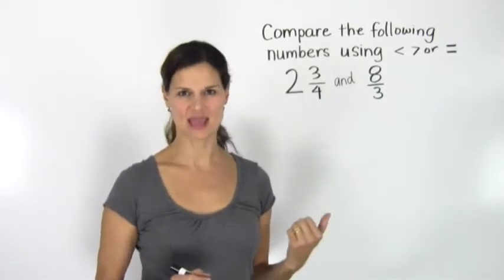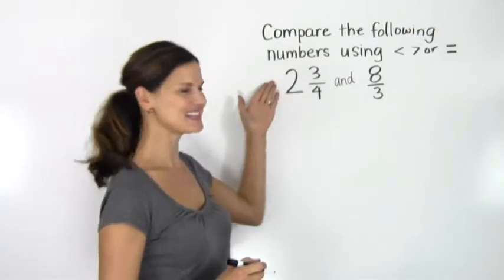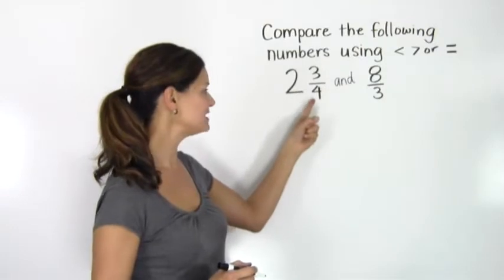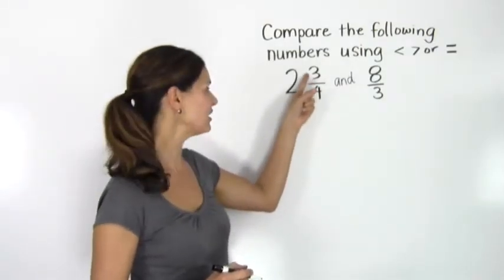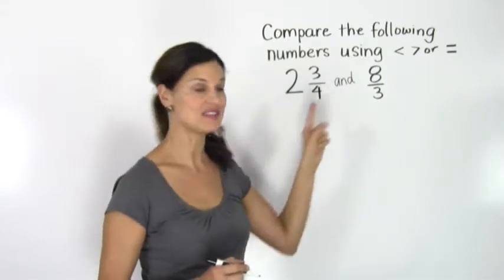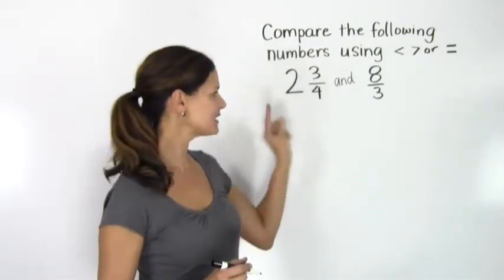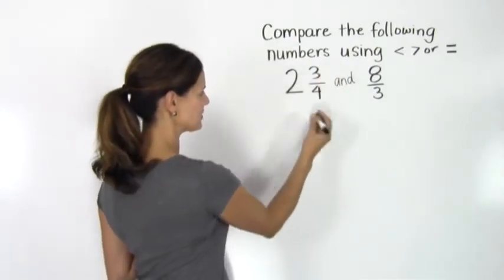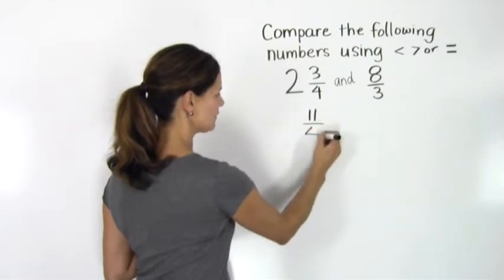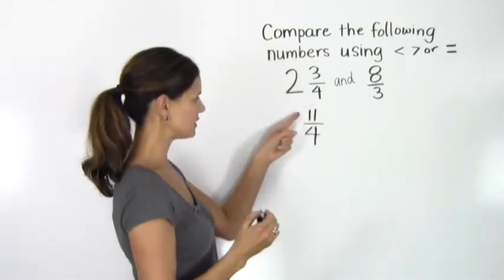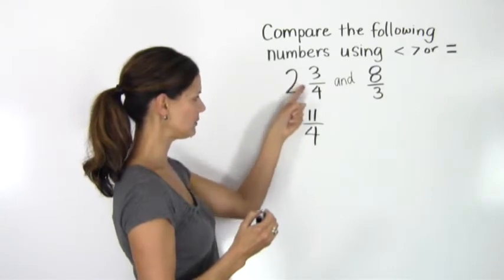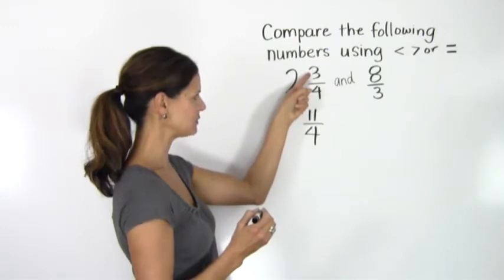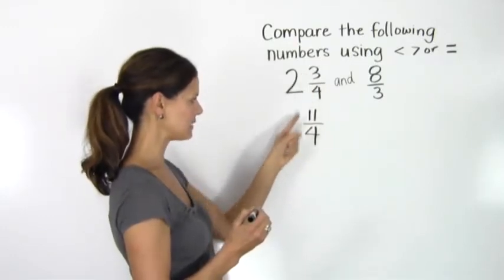Another way to solve the same problem would be to convert the mixed number to a common fraction by multiplying the whole number by the denominator and adding the numerator, and then putting it back over the denominator of 4. So let's do that. 4 times 2 is 8. 8 plus 3 is 11. So we can convert 2 3/4 to 11/4. I multiplied the whole number by the denominator, 2 times 4 is 8, and added 3. 8 plus 3 is 11, and I keep my same denominator.